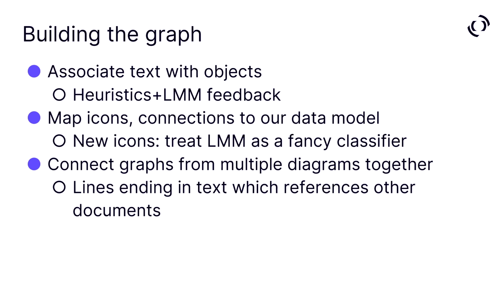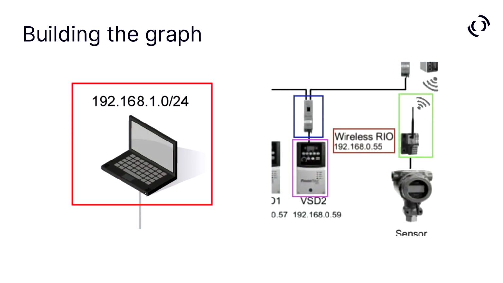In terms of building the actual graph, we need to associate the text with objects. Maybe that's with lines like we just saw. Maybe that's with icons, associating an IP address with the computer that is right above, things like that. And this follows, again, basically the same pattern. Apply some heuristics, and then see what the LLM thinks if we encounter a situation that we're not quite sure on. So for example, here on the right, we have this text wireless RIO, and it's pretty close to a few different icons, so just taking the nearest one is not necessarily going to give us the right answer.